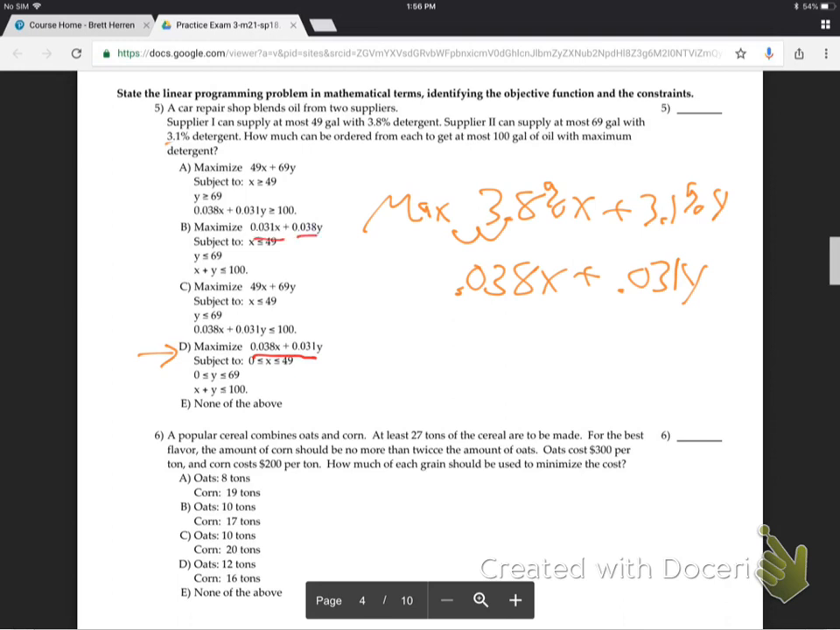Okay, is the rest right? Let's see. X is between 0 and 49. It says, how much can be ordered from each to get at most 100 gallons of oil? That's X plus Y is at most 100. At most 49, yeah, that's at most. And the other one is at most 69. So that's right. D is right. Everybody see that? We'll move on.